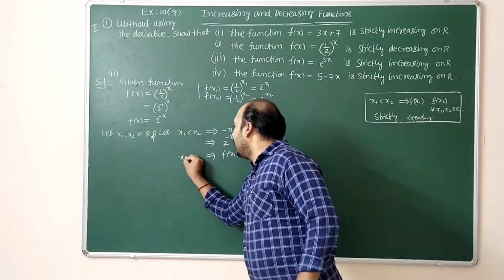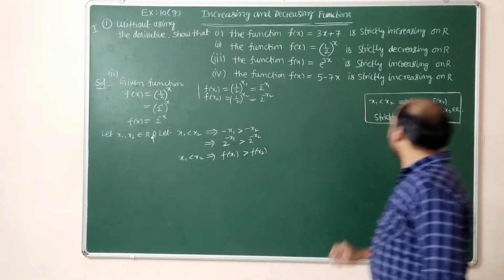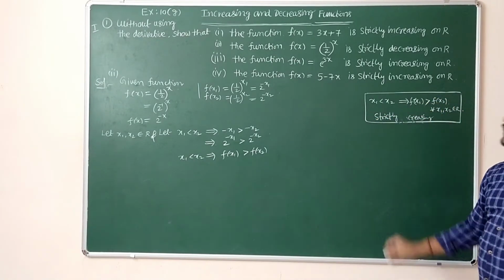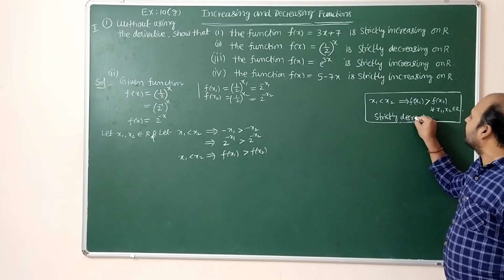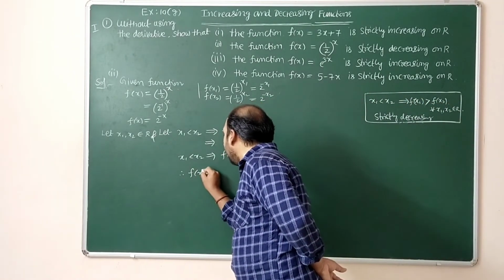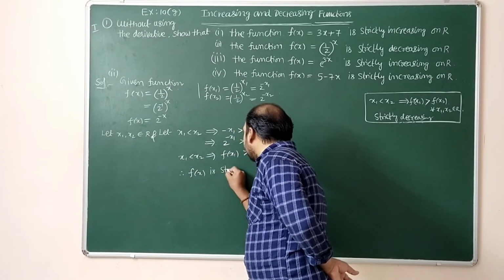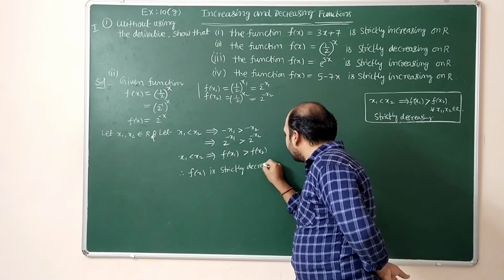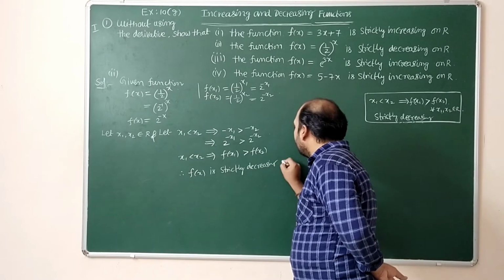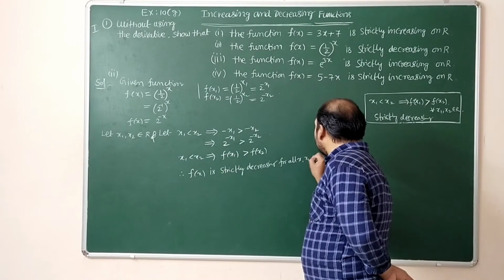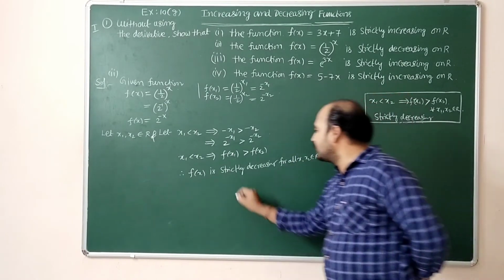So x1 is less than x2 implies f of x1 is greater than f of x2. Then the function is strictly decreasing. Here also, therefore, f of x is strictly decreasing for all x1, x2 belonging to R. Hence, proved.